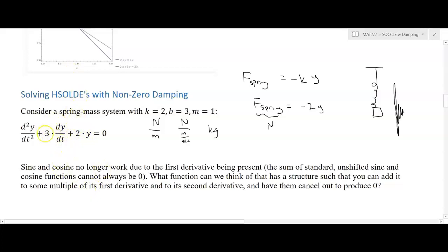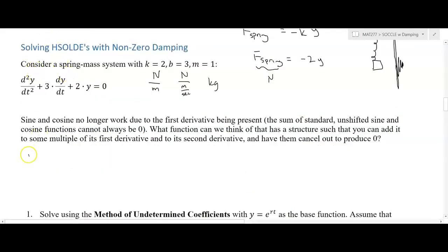Now, unfortunately for us, because now we have this middle term in here, sine and cosine don't work. And the reason these won't work is because, for example, if we said our initial guess is of the form y1 equals sine of some constant times t. Even if we didn't know what constant argument we're going to have there, we could say y1 prime equals b cosine of bt, and y1 double prime is equal to -b squared sine of bt.